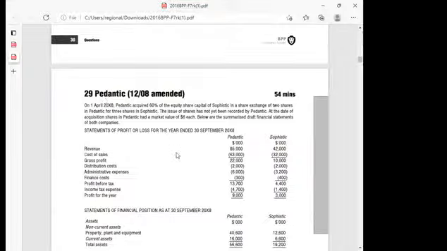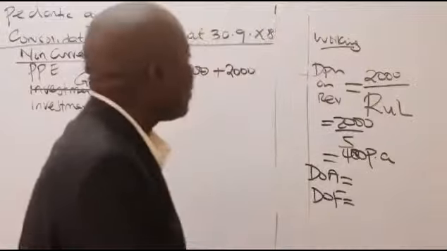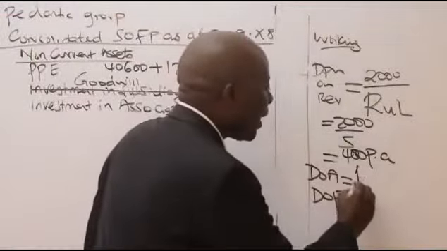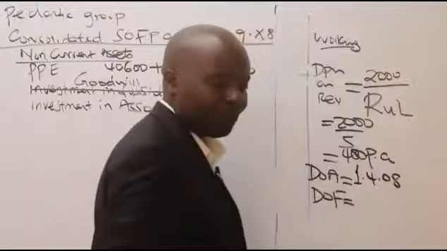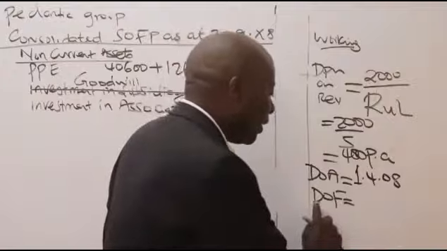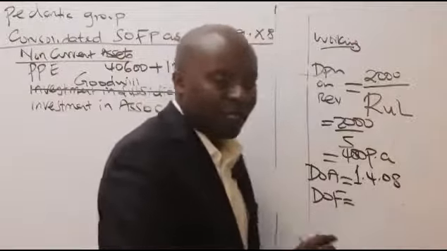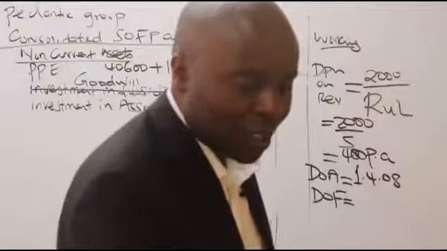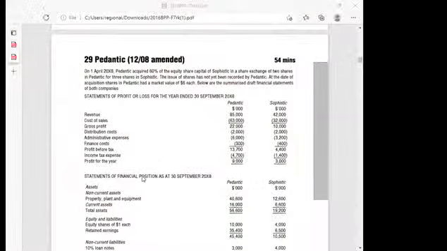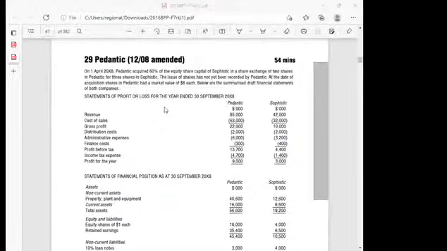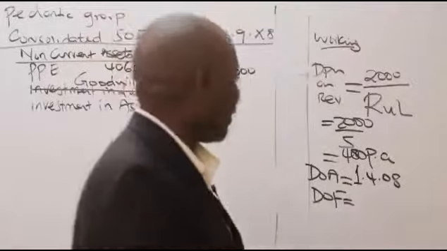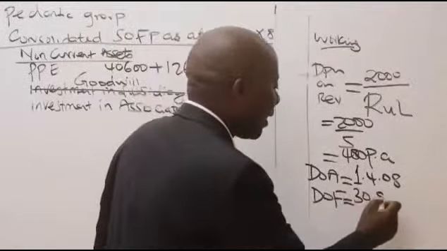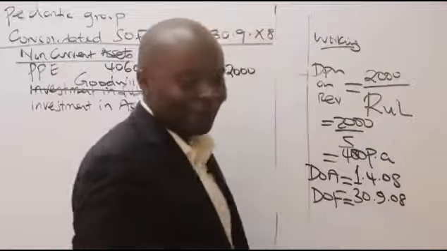So this thing was acquired on 1st of April 08. So the DOA here is 1st of April 08. And then we have the date of financial statements, the date of the financial statements that have been given to you as an auditor. You can see these are my financial statements, 30th September 08.